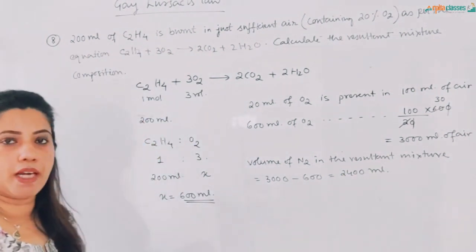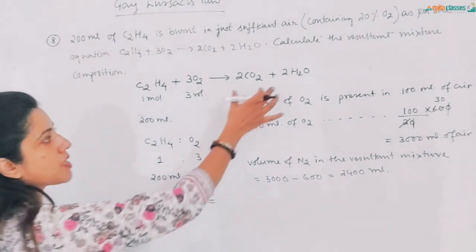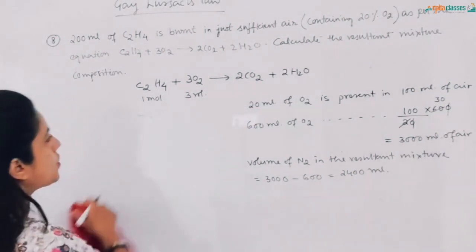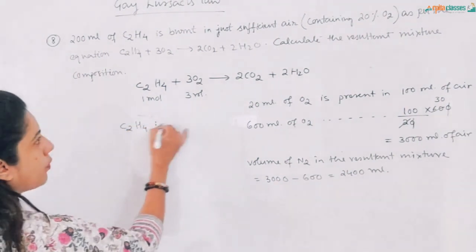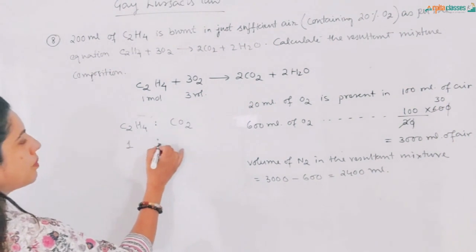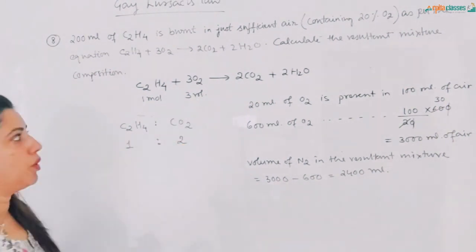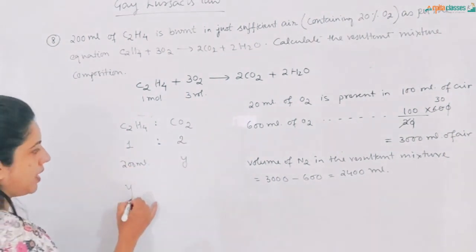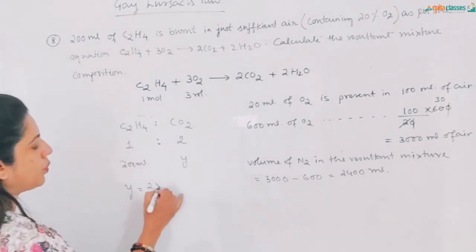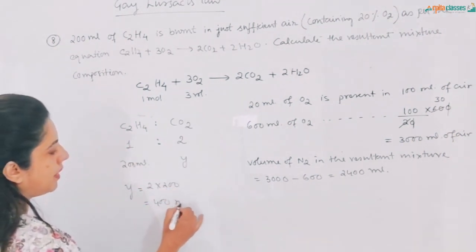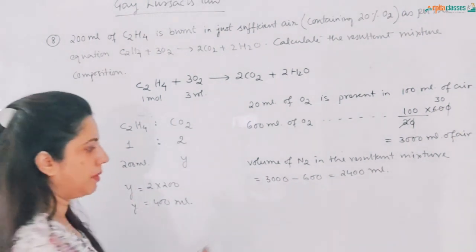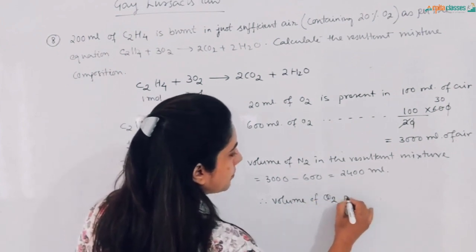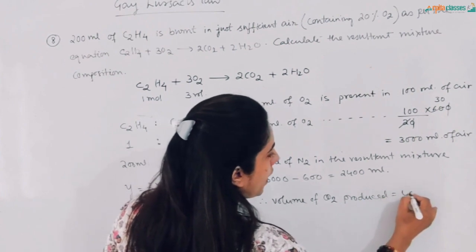So in the resultant mixture, one of the gas will be present, that is nitrogen. Other two gases will be carbon dioxide and water vapor. Now let us see how much carbon dioxide will be produced. So now we are going to take the ratio between C2H4 and carbon dioxide. We can see this is 1 mole and we are getting 2 mole from 1 mole of C2H4. So if this is 200 milliliter, how much will be the carbon dioxide? So Y is equal to, we can cross multiply, Y is equal to 2 into 200, that is 400 milliliter. Therefore, volume of carbon dioxide produced is equal to 400 milliliter.